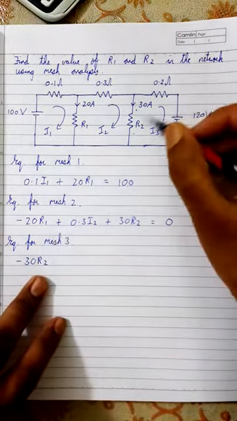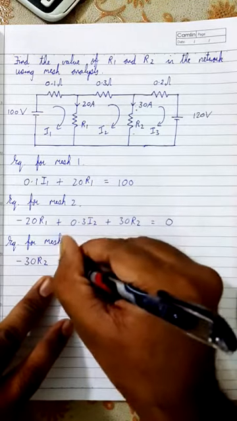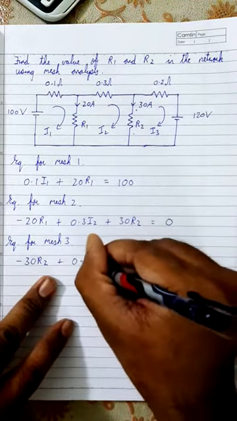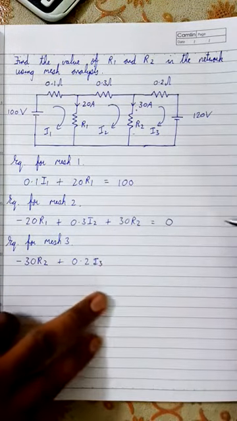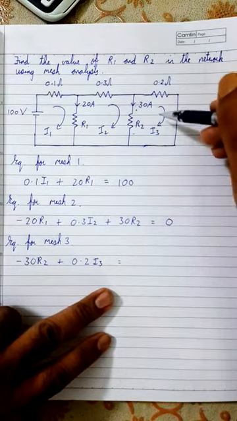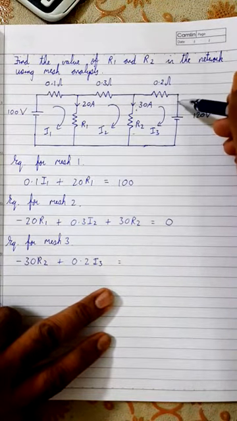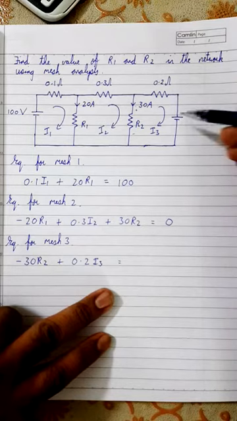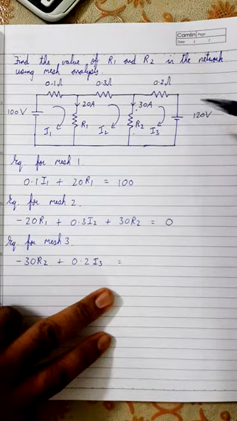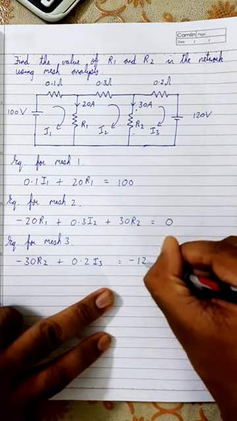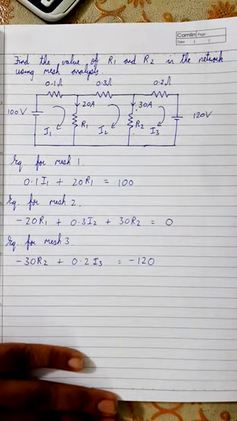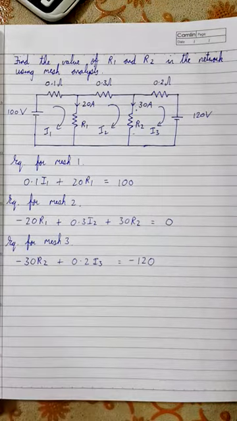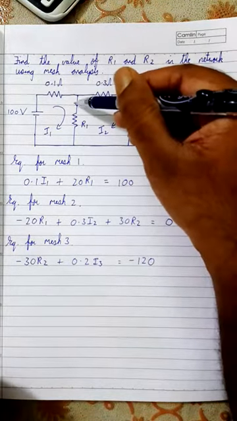Minus 30 R2 is the voltage across this resistor, plus 0.2 I3 is equal to, and this I3 current is flowing into the supply, into the positive terminal. That means this positive terminal is not generating current, it is opposing the current, so it is minus 120. So these are the three equations, but not the only ones, like I said before, I haven't written the equation for 20 amperes.